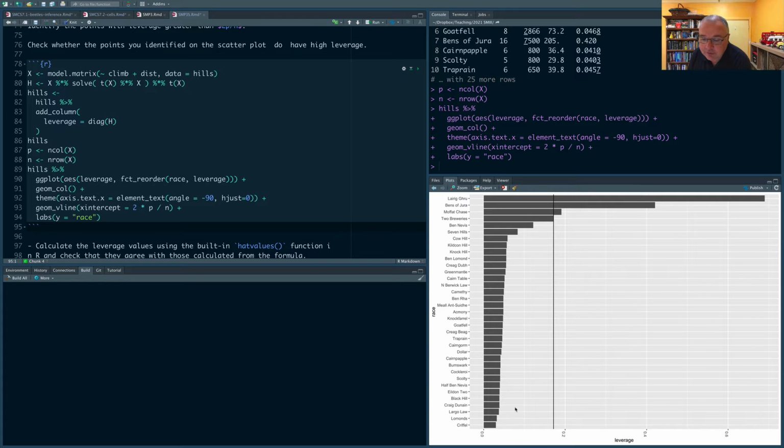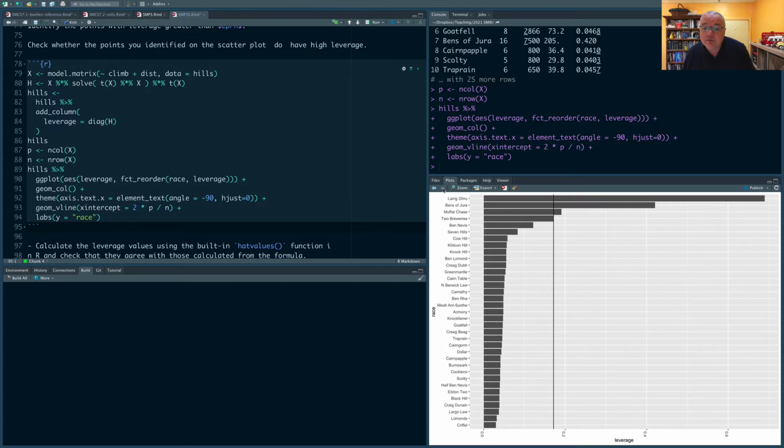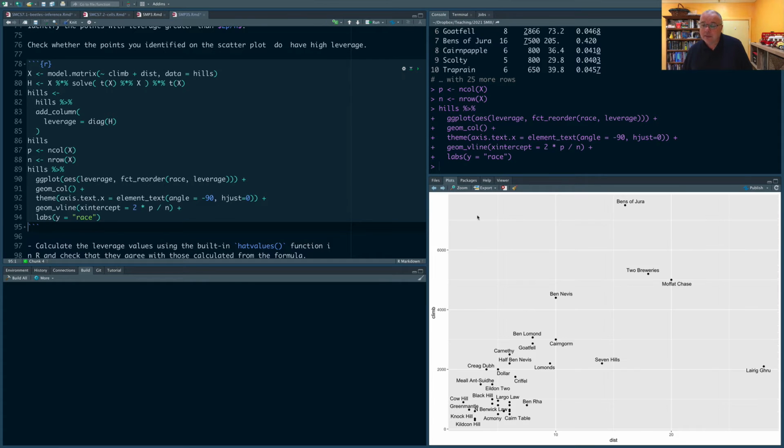So what I've got here is each race, and this is the leverage. This is the line: if you're less than that, so that's everything down here, we're like, yeah, you're not sticking out. But these are the ones that stick out: Lairig Ghru, Bens of Jura, and Moffat Chase. So they do sort of stick away from the rest of it. Everything else is down here, these are up here. The Two Breweries is just on the line. And then Ben Nevis, which is the tallest mountain in Scotland, is down here.